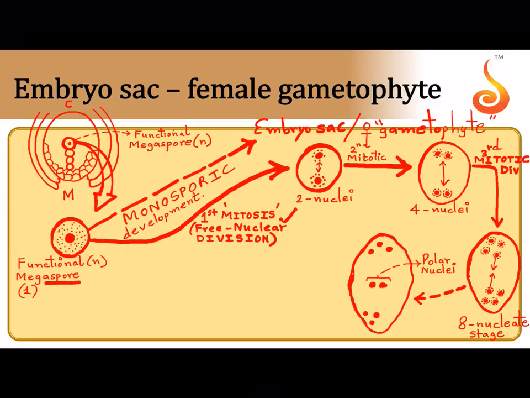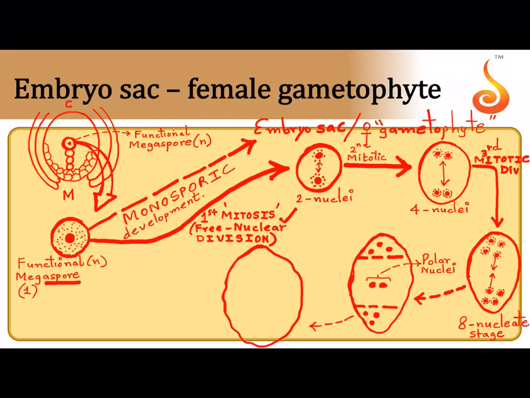So please bear in mind, out of 8, 3 and 3 will remain here. 3 is remaining in this pole, 3 is remaining in this pole, 2 are coming to the center, called polar nuclei. Now very soon, around the 3 nuclei which are present in each of the poles, cell wall will get deposited.